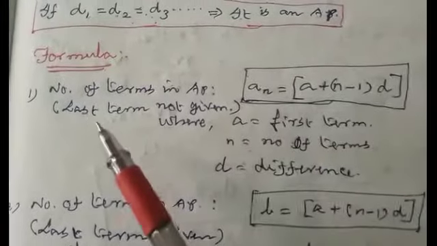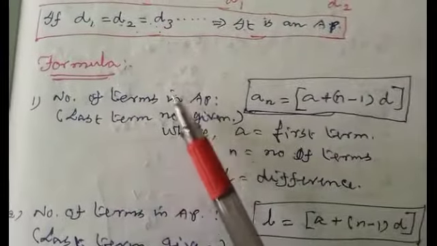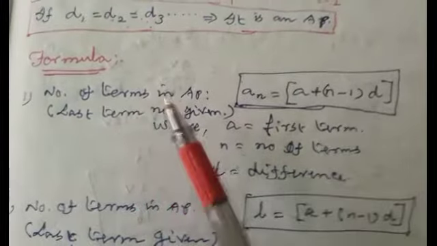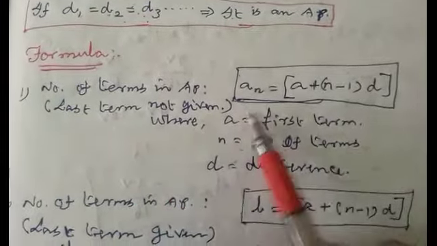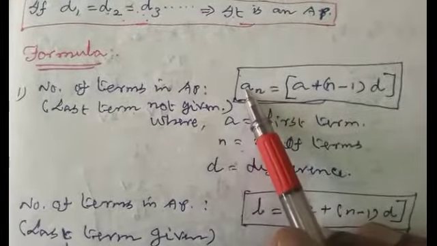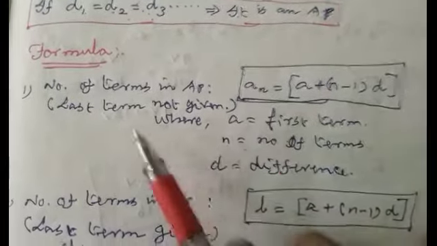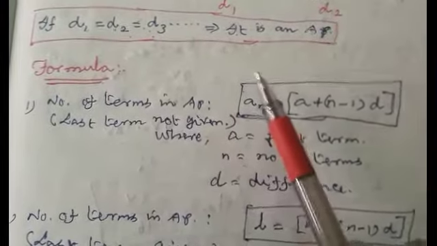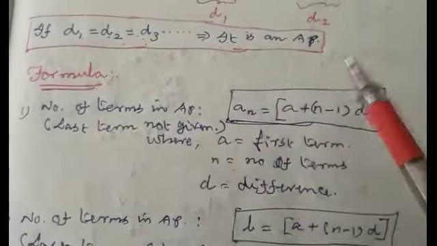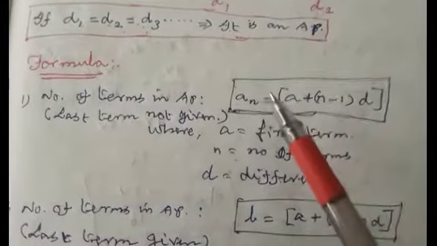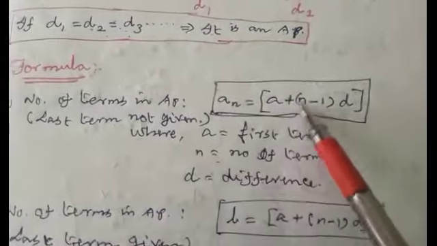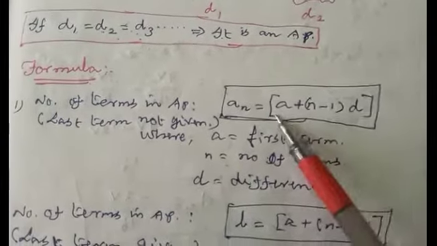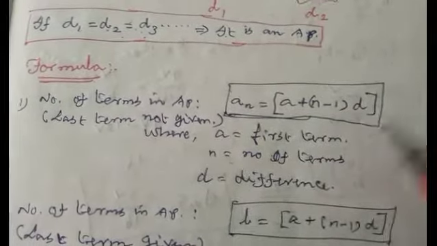So the first formula is the nth term in arithmetic progression, that is called Tn or An. Either write it as Tn or An. When the last term is not given, that is, they would have put dots after 1, 2, 3, 4 etc., and the last term is not given. In that case An is equal to A plus n minus 1 into D. So n is the number of terms, A is the first term and D is the difference.